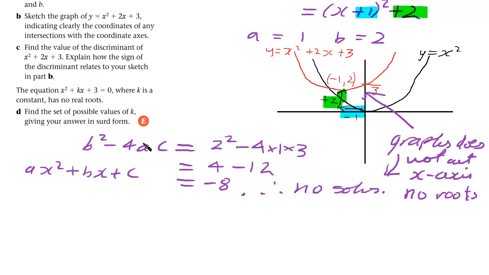Remember the discriminant, this bit here: if it is less than 0, you get no roots. If it's equal to 0, you get equal roots, i.e. 1 root, and if it's bigger than 0, you get 2 roots.